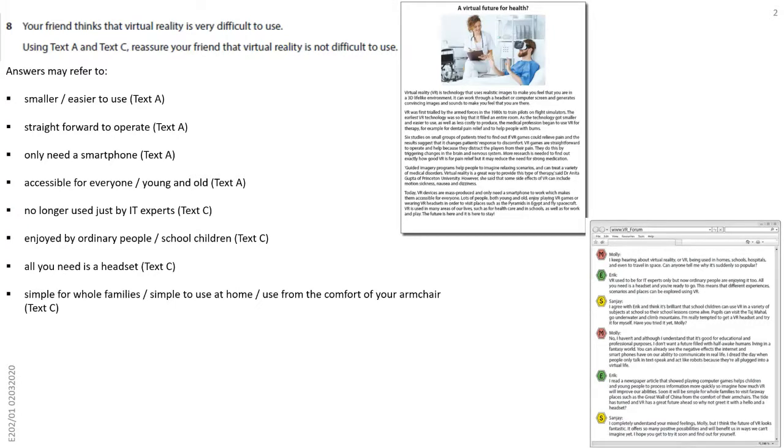So again, here we go. We've now got to compare 2 texts. Fun part. So using text A and C, reassure your friend that VR, virtual reality, is not difficult to use. So what we've got here, some examples, you know, in text A, things are smaller, it's easier to use, it's straightforward to operate, you only need a smartphone, accessible for everyone young or old. And then examples from text C, no longer used just by IT experts, we all use it, enjoyed by ordinary people, school children, all you need is a headset, simple for whole families to use at home. So again, what you need to do is look and see where these words, etc., come within the text that you're looking at here. Again, take the time to read it.